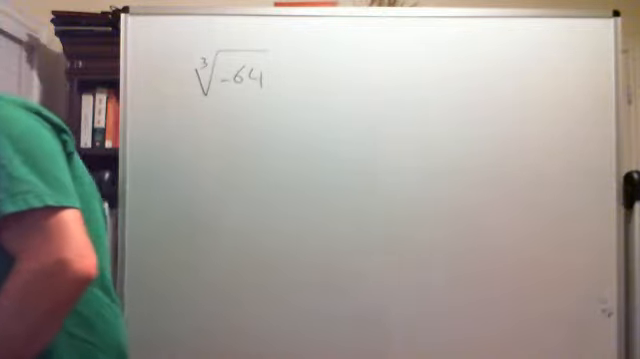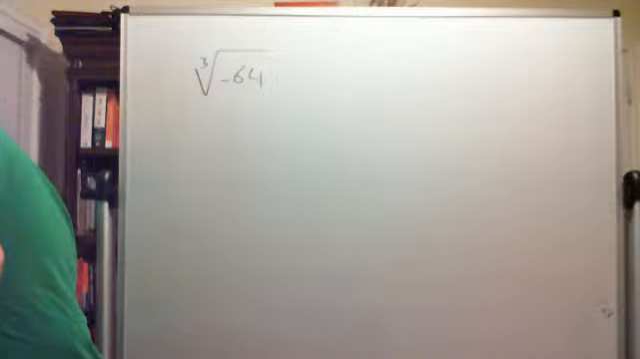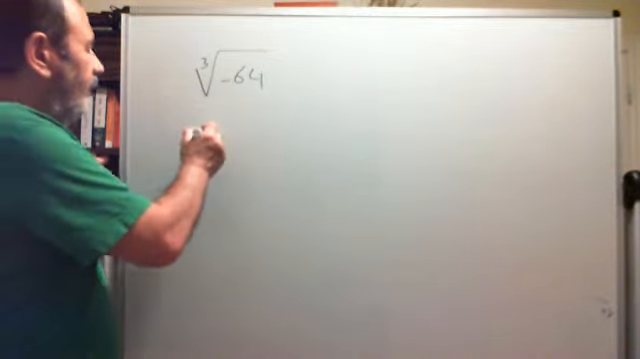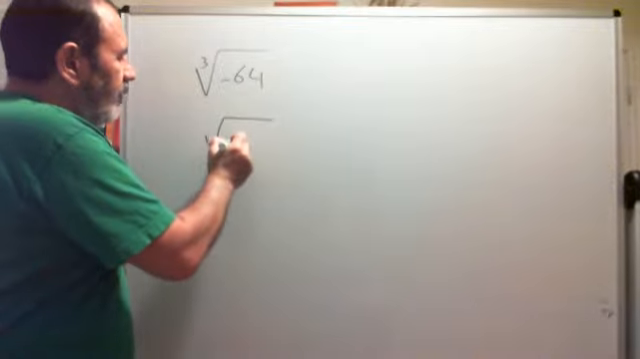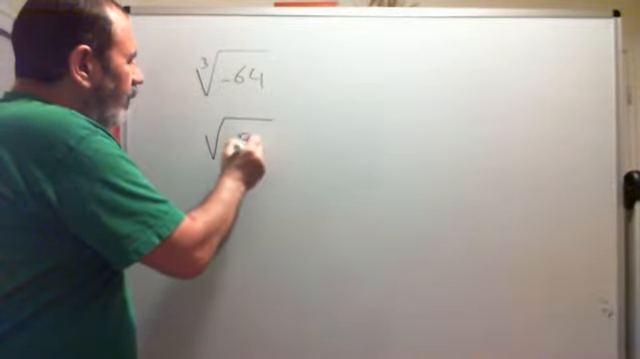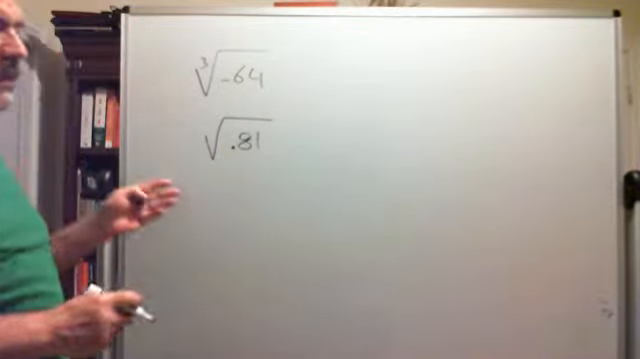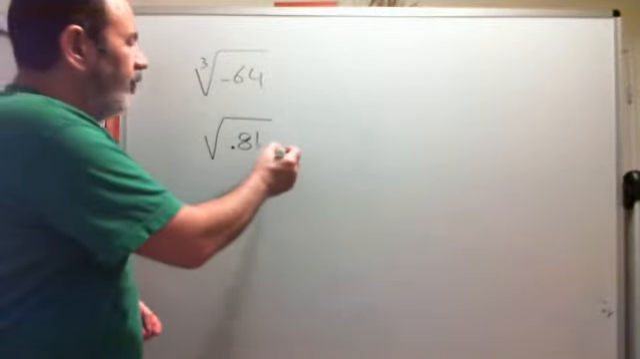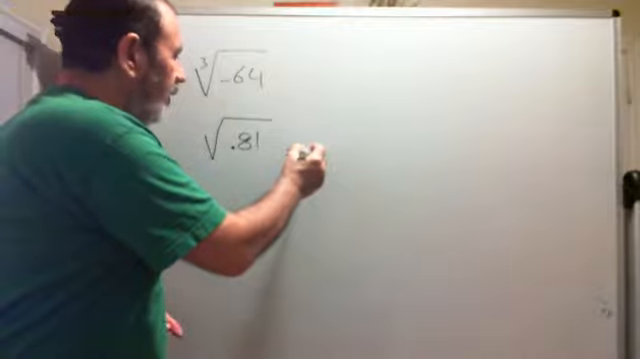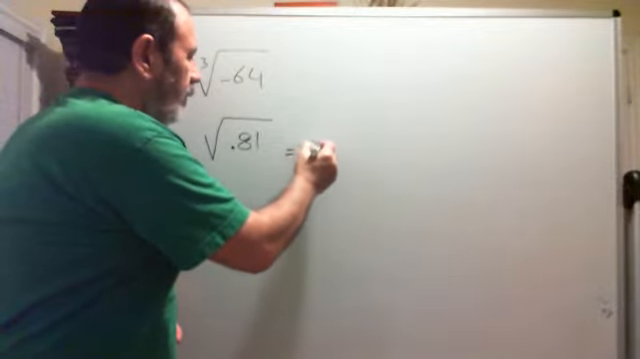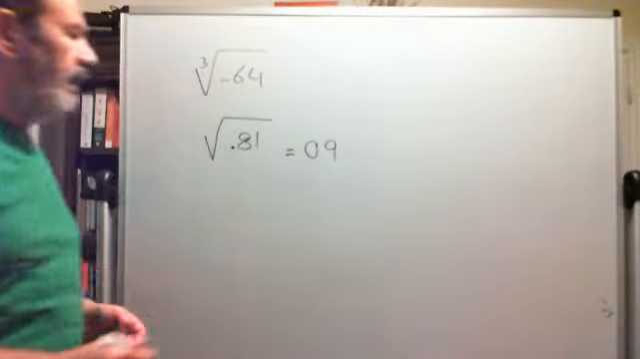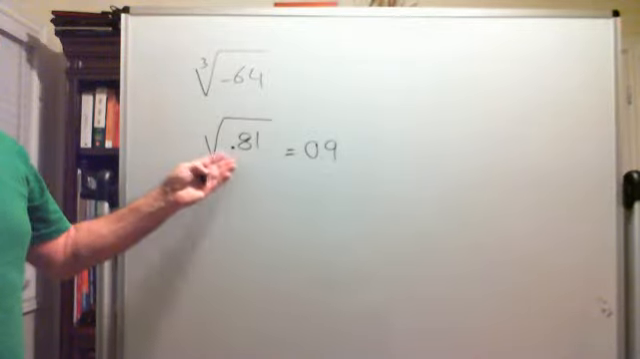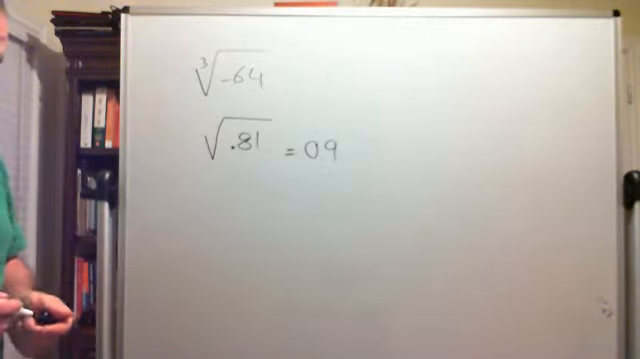Let's do one example about this one. The square root of 81 hundredths. Okay, the square root of 81 hundredths. If you use the calculator to find it, the result is going to be 0.9. Yes. Why? Because 0.9 multiplied by 0.9 is going to be 0.81.